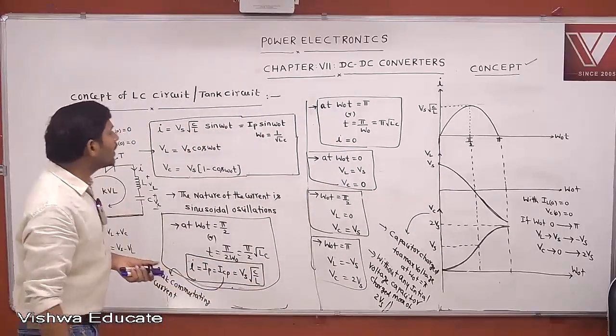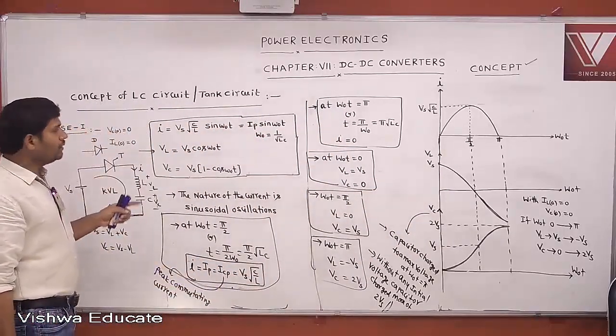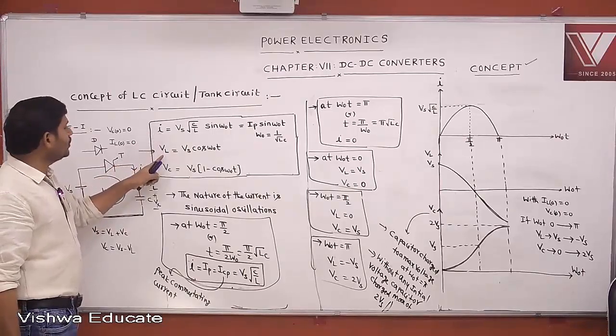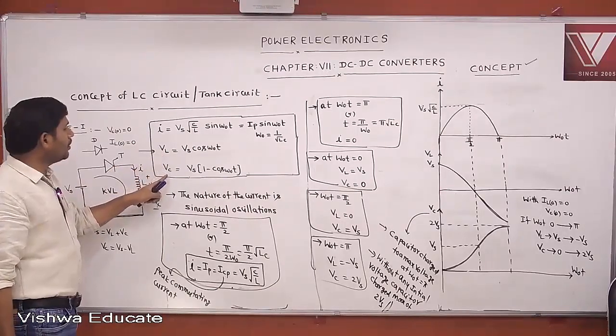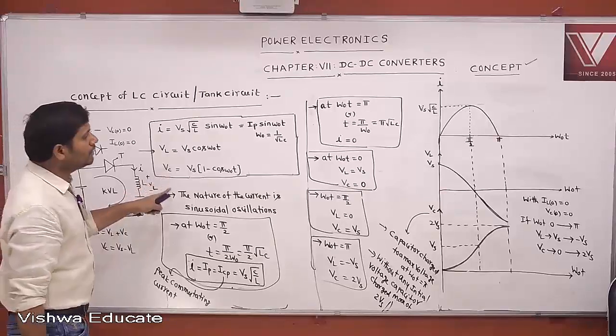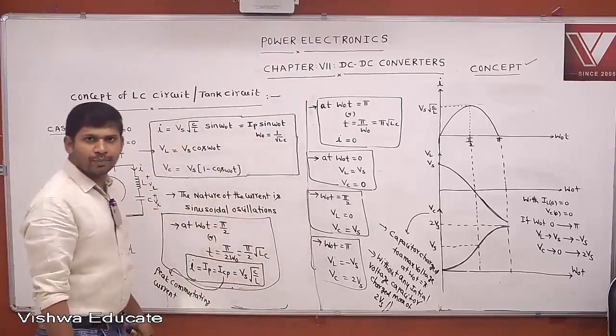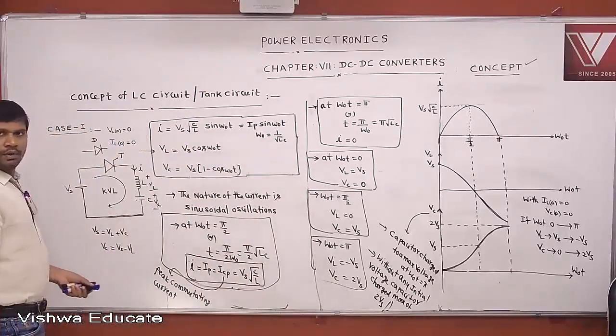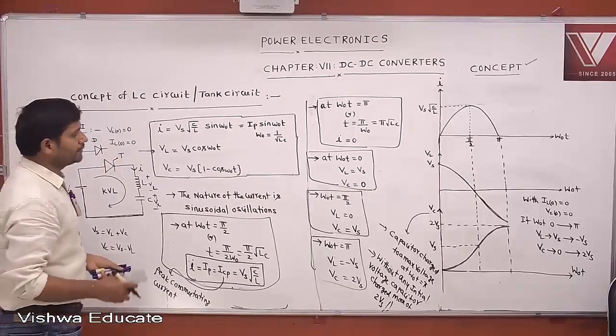This is case 1 observation. Under case 1, what is the current in the circuit? What is the voltage across the inductor? What is the voltage across the capacitor? Then what are the observations? This is important. Clear? Okay?